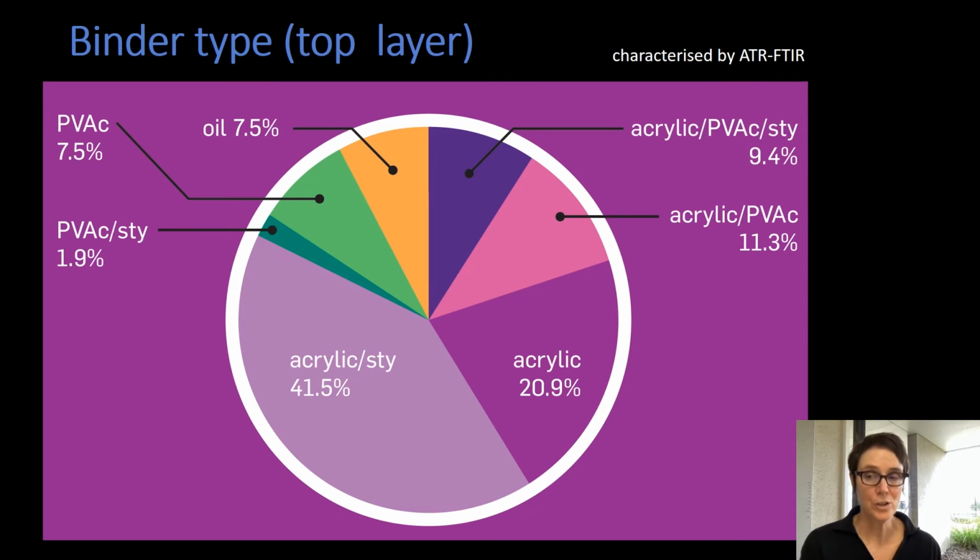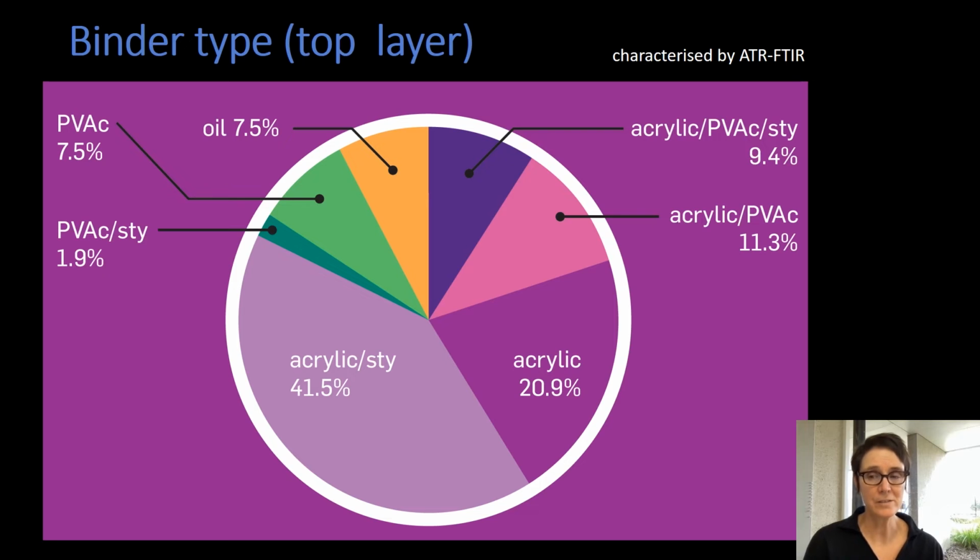ATR-FTIR analysis of the top priming layer allowed characterization of oil, acrylic, polyvinyl acetate, and polyvinyl acetate acrylic copolymers, both with and without styrene. Further detail of binder constituent was provided with the PY-GCMS analysis. In this sample set, we were interested to find that styrenated acrylic binders predominate, and styrene was detected in 62% of all primings, which did provide some concern given its propensity to yellow on exposure to UV radiation.